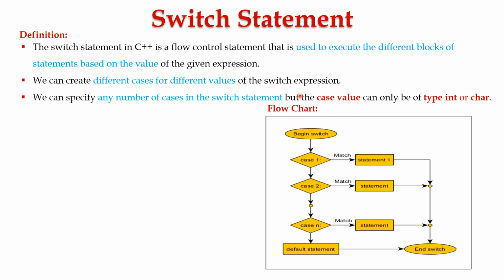Now let's have the flowchart for switch statement. So switch statement has the expression. So based on the value of this expression, we need to select the case. If case 1 gets matched with the expression value, then we have to execute the statement 1 of case 1. Then we can end the switch. Else we have to check with case 2. If the expression value matches with the case 2 value, we have to execute the statements which are available in case 2. Then we can end the switch case.